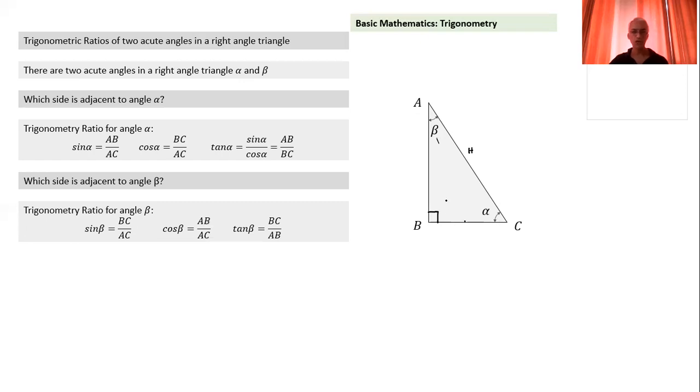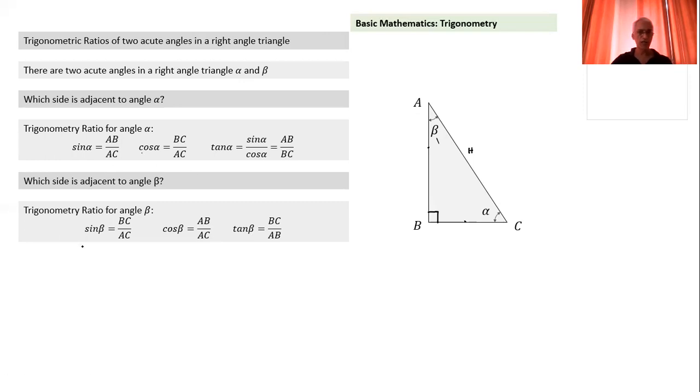So can we calculate the ratio here? What will be sine beta? Sine beta will be opposite side by hypotenuse, which is BC by AC. Cos beta, when we calculate cos of this angle, it will be adjacent side by hypotenuse, which is AB by AC. And tangent beta will be opposite by adjacent, which will be BC by AB. So this is how we calculate here.